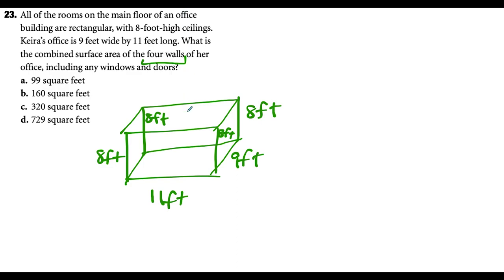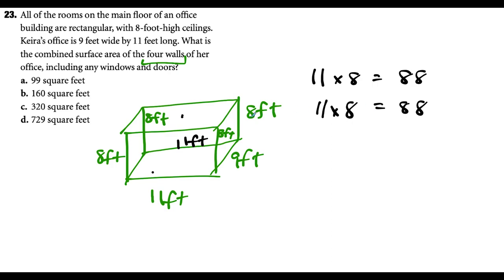So I'll just go one at a time. Let's say this wall here. So this is also 11 feet. So you see that first wall is 11 by 8. So 11 times 8. And there's two of them. There's the wall in the back, and there's this wall here in the front, this 8 by 11 foot wall. And 11 times 8 is 88. So I have two 88s to worry about.